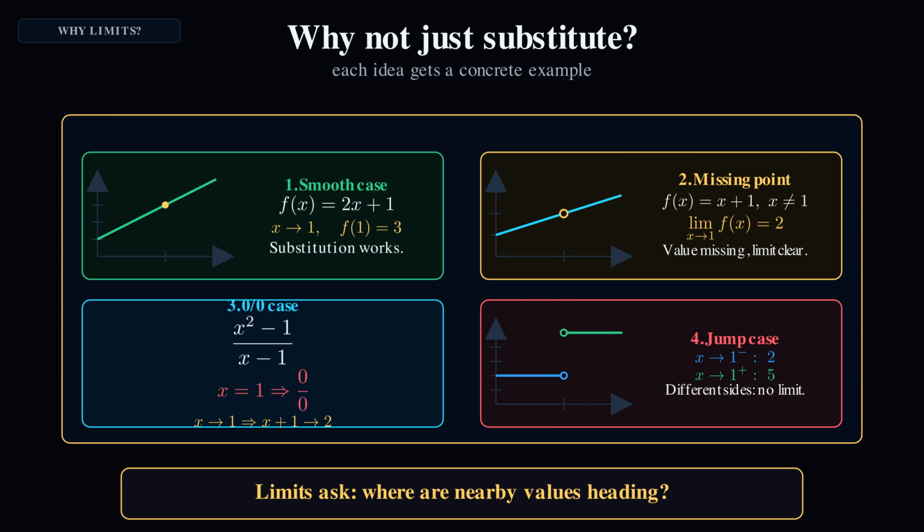Now compare it with a missing point. The graph may approach height 2, even though the value at input 1 is missing. Now compare it with 0 divided by 0. Direct substitution fails, but nearby values may still approach a clear number. Now compare it with a jump. The left side and the right side approach different heights. So the two-sided limit does not exist. This is why limits are needed. They answer a deeper question. Where are the nearby values heading?